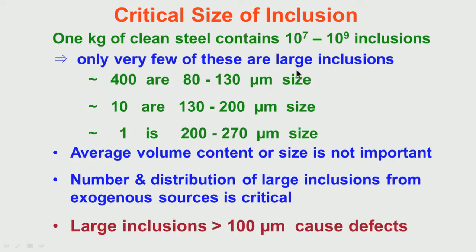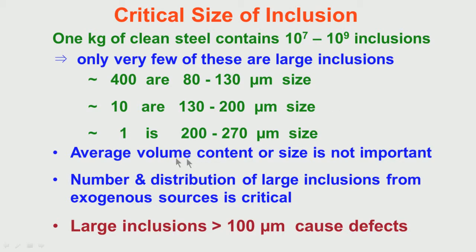But fortunately, most of these inclusions are very small, which is called benign, that means less harmful. Only a few are large, say about 400 are about 80 to 130, only 10 are about 130 to 200 micron, and for only 1, the probability of such a big inclusion is 1 or less than 1. So we have to worry about only large inclusions, which are very few in number, but if large inclusions are present, they might create problems. So inclusions as such are not a problem. Large inclusions, and too many large inclusions, are a problem.